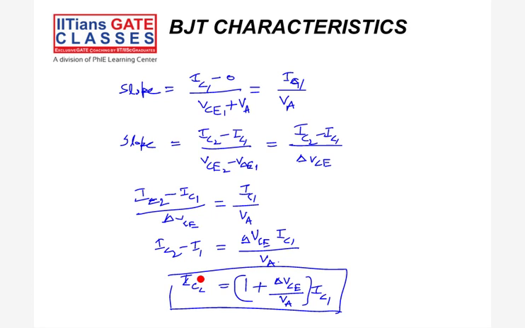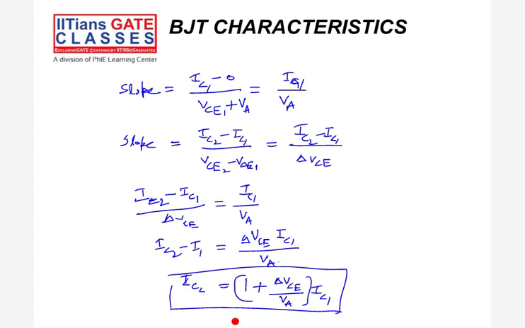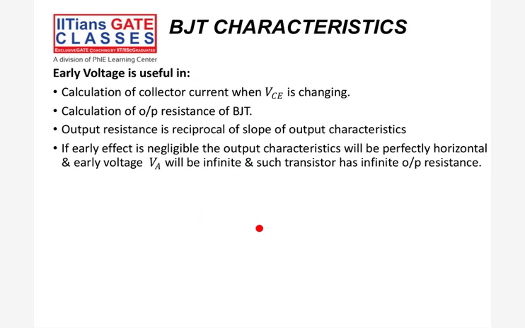Whatever points I have written, I have given the next line: the calculation of collector current when VCE is changing, VCE1 to VCE2. So there is a change from VCE1 to VCE2, that is delta VCE. If we change VCE, we will get IC2. If we know IC1, we can get IC2: (1 plus delta VCE divided by VA) times IC1. All the points are not necessary, but just remember what we can do by using this early voltage.